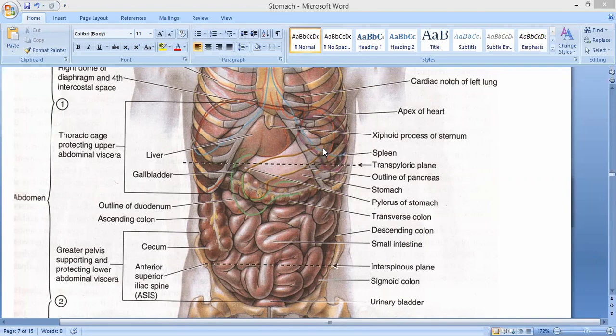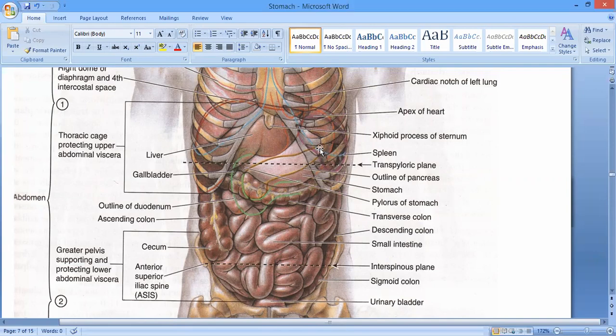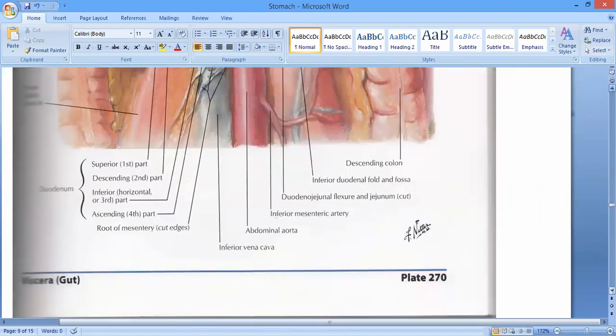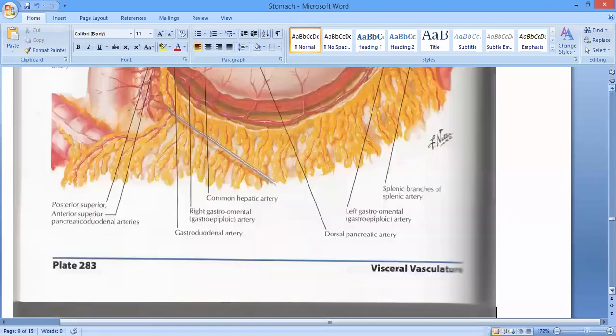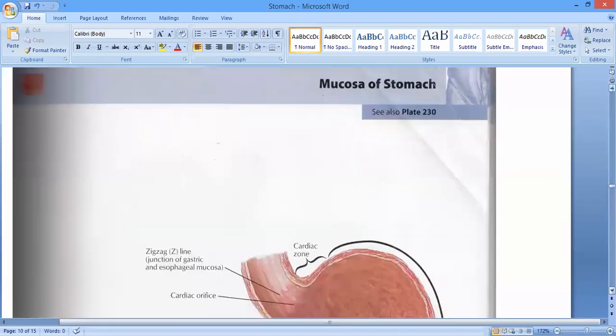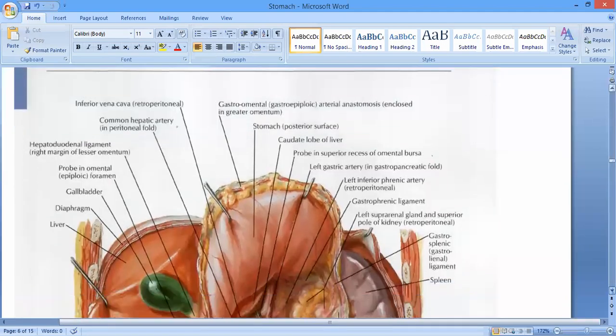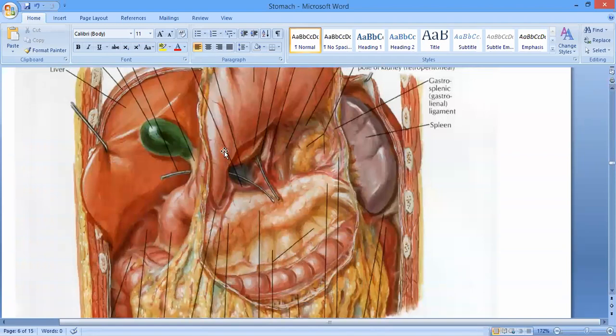Now the structures which are present on the posterior aspect of the stomach. Posterior relations of the stomach. Okay, in this picture you can see that we have just reflected the stomach from here. Those structures which are present on the posterior aspect of the stomach are also termed the stomach bed. For the posterior relations, we use another term, the stomach bed, where the stomach is resting.